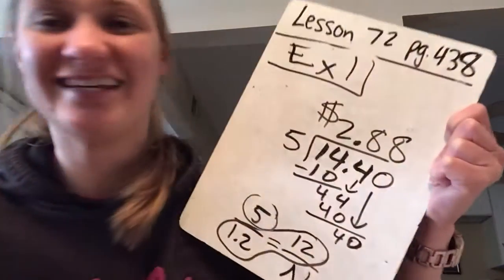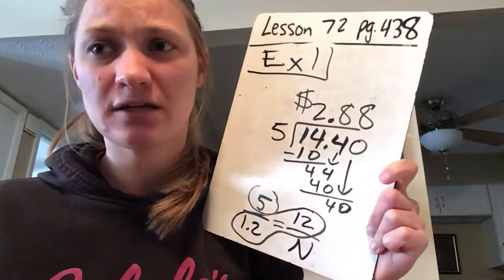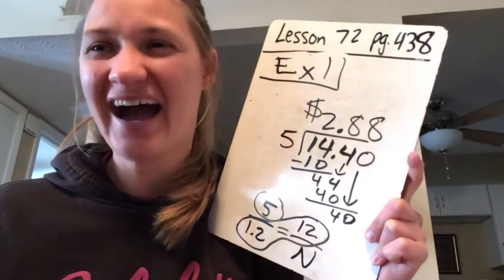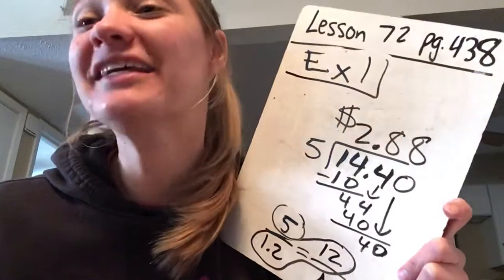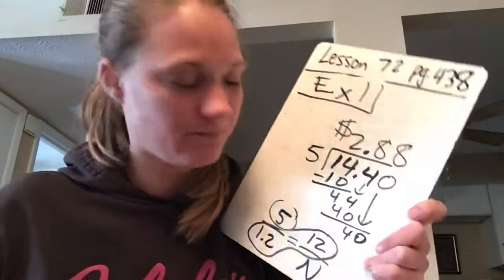$2.88. Is that what the book got? Yes, I did it right. Okay. So how much does 12 pounds of grapes cost? $2.88. I would buy that. I could not eat 12 pounds of grapes, but it'd be a freaking awesome deal. Excuse me. Poor word choice.